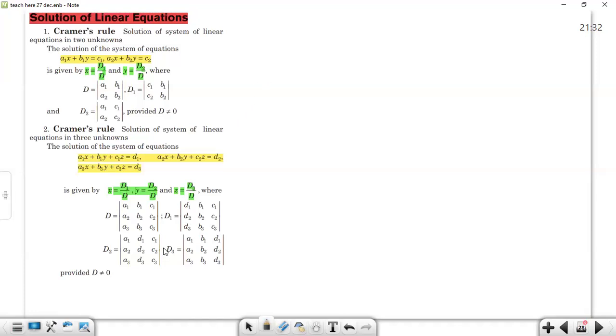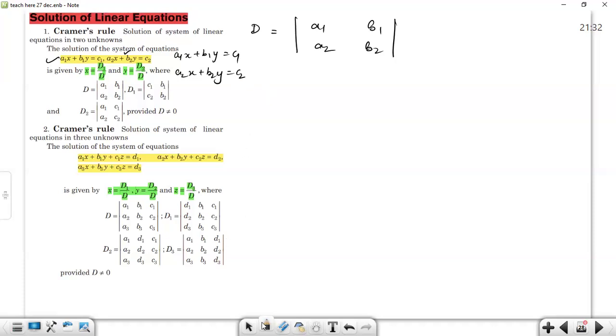Here also we'll have a1x. You can already see the equations written here. Now we are going to write the determinant of the coefficients of x and y: a1, b1 in the first row, and a2, b2 in the second. This is a determinant of order 2 by 2. Let me write the equations here, you'll be able to visualize better if they are written in this format.